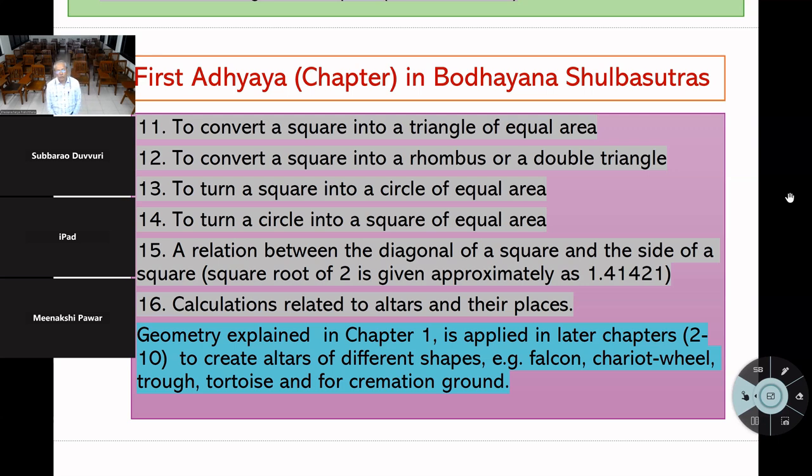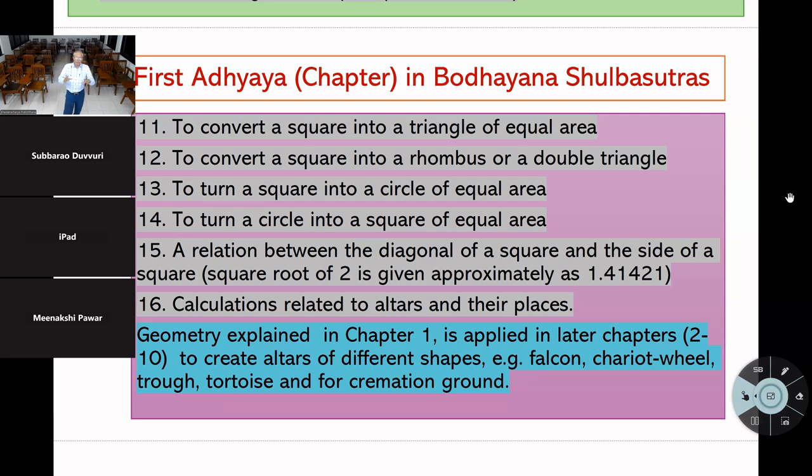So this value of root 2 was given, and in a square, the diagonal is root 2 times the length of any side. And that root 2, how to construct that root 2? Numerically, its value is this much, and it was given by Bodhayana as a rational number. Calculations related to altars and their places surrounding that part also.